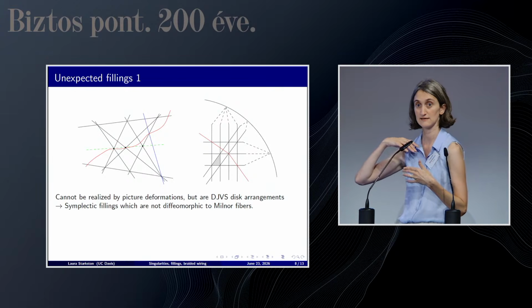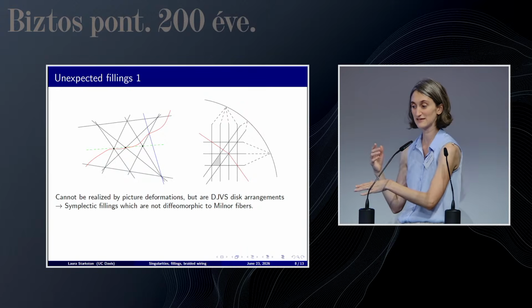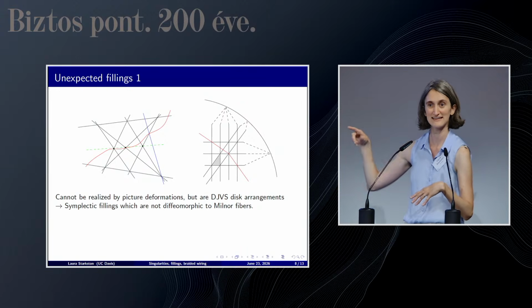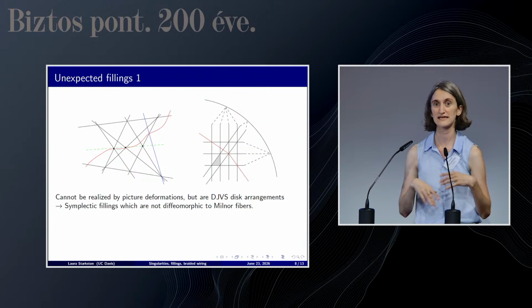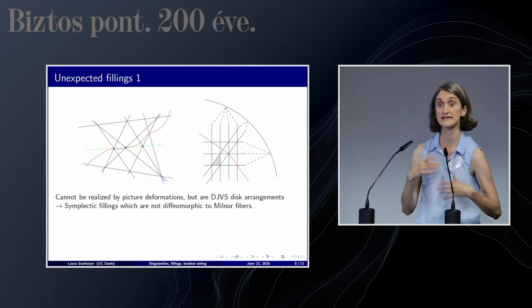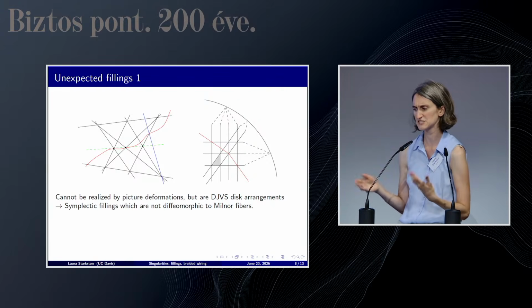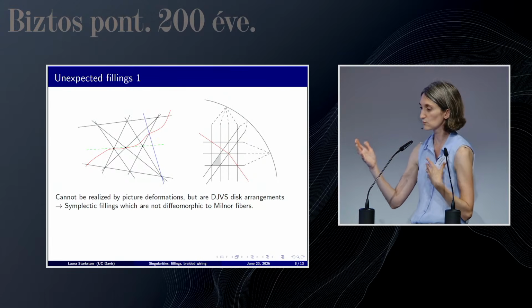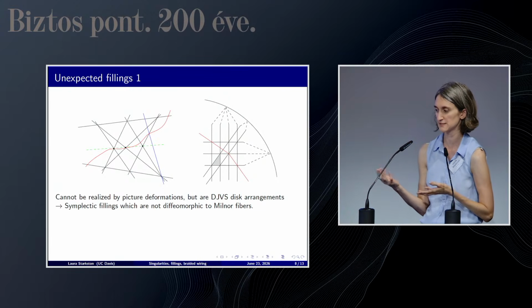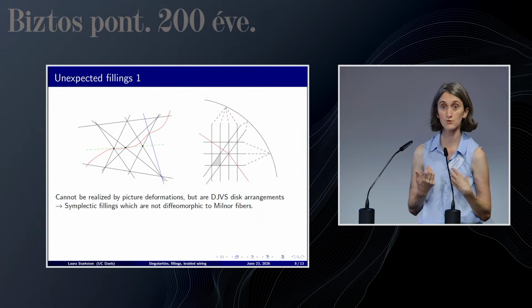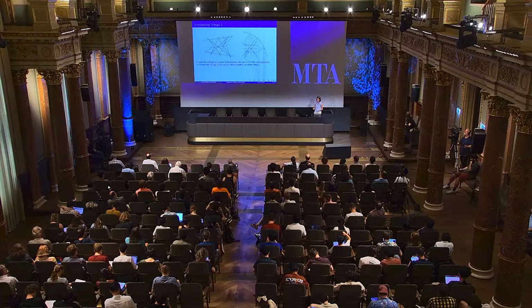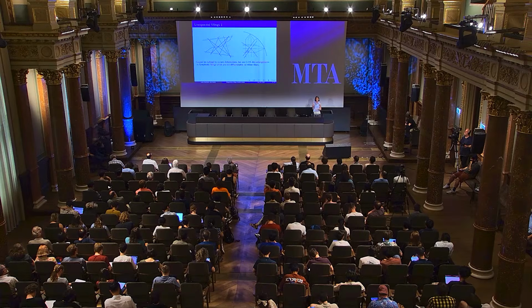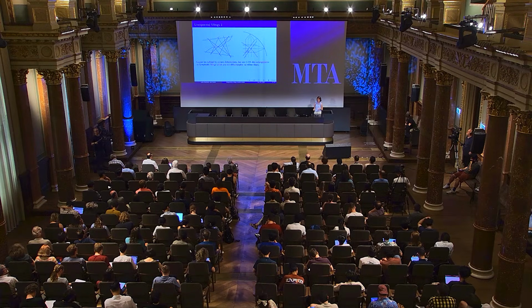So it's not a straight line arrangement, but wiggly lines in the plane that can't be realized by any complex line arrangement. And actually, we need something a bit stronger than that. We were able to find pseudo-line arrangements that we could show could not be realized by any picture deformation, the kind of deformation that de Jong and Van Straten allow. And thus, we're able to produce these symplectic fillings that can't correspond to Milnor fibers.